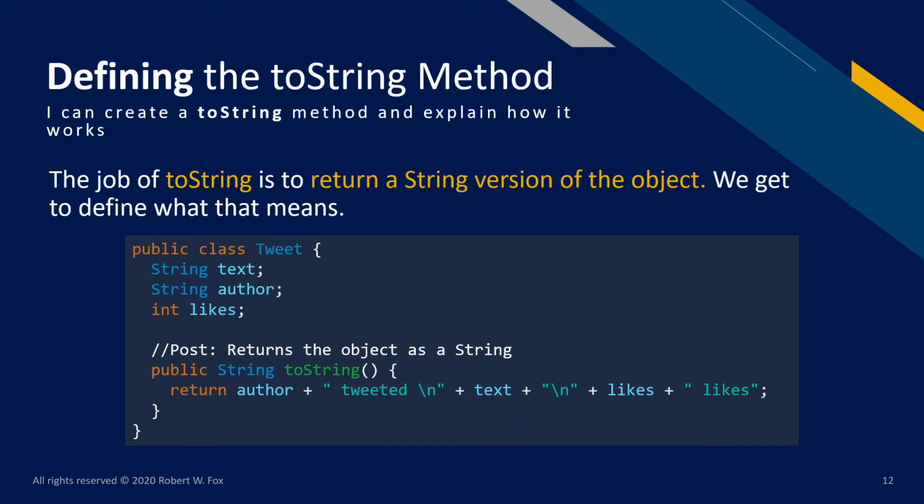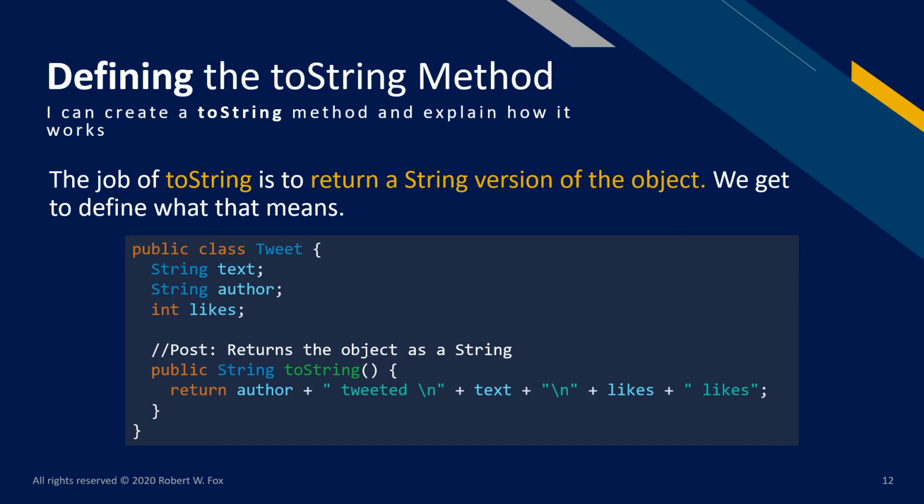The next method that we'll implement is the toString method. Now, on this slide, I did not include the like method that we just did. It's still there, I just didn't put it so that everything would fit. So the job of a toString method is to return a string version of the object, and it's up to us to define what that means.